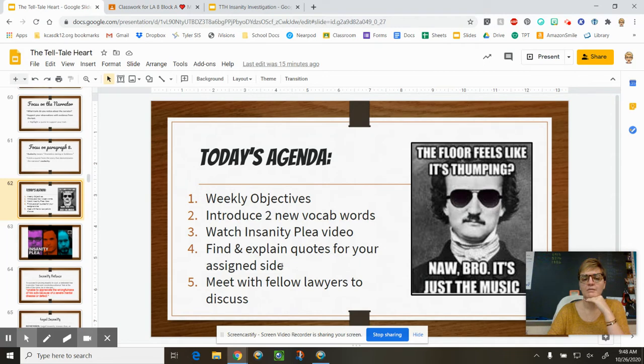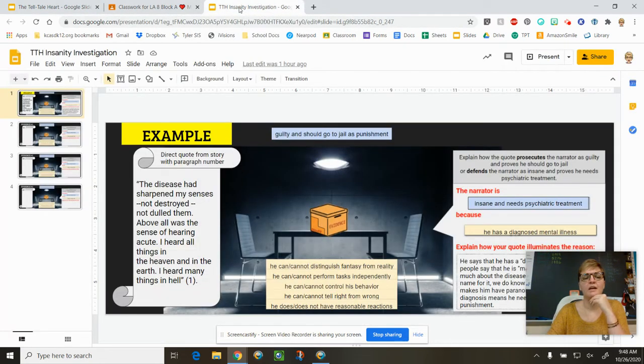After that, I assigned sides. So you are going to argue whether you think that the narrator should go to jail or should go to treatment. So he's either sane and should be punished, or he's insane and should go to treatment. And people looked for quotes for that.